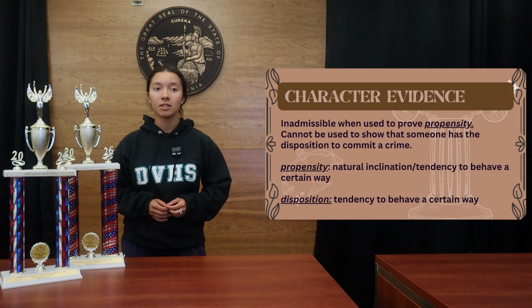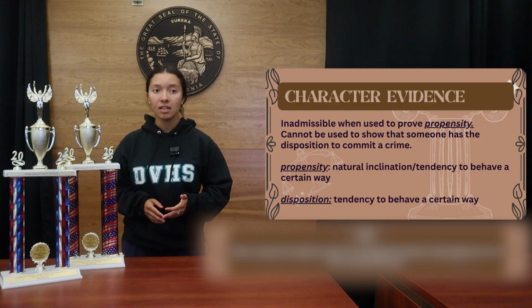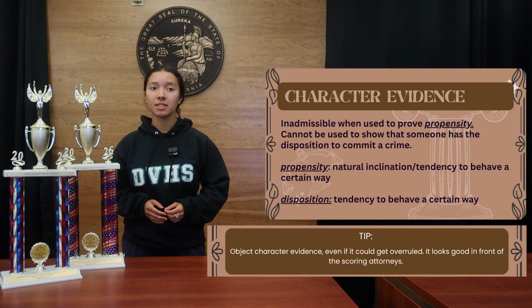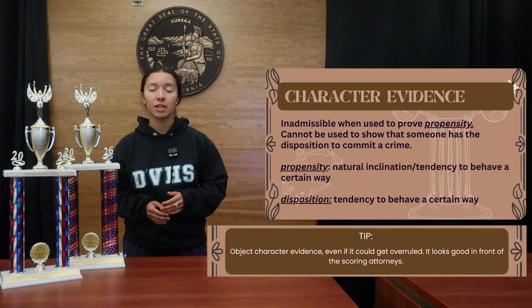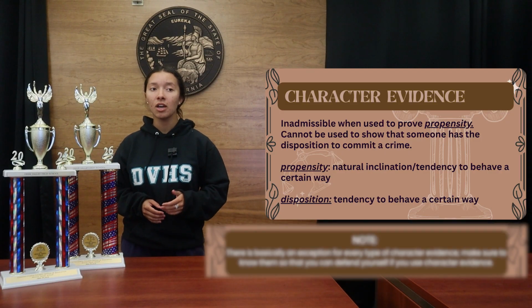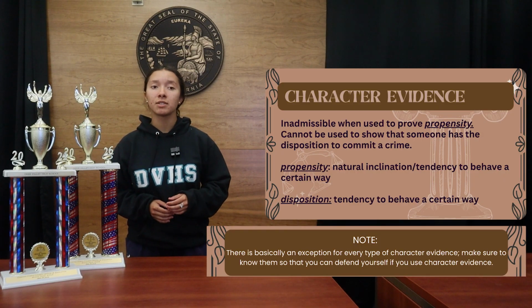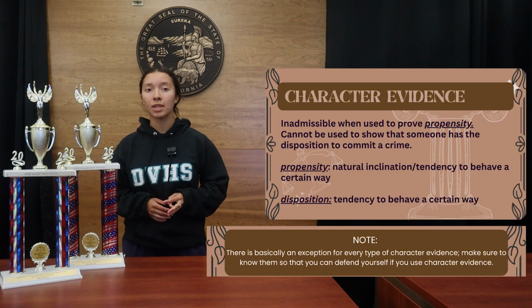The next objection we will be covering is character evidence. Now, character evidence is evidence of a person's personal traits or personality tendencies. As a general rule, character evidence is inadmissible when offered to prove that a person acted in accordance with his or her personality traits on a specific occasion. However, the simplified rules of evidence recognize 3 exceptions to this rule that we will be discussing.